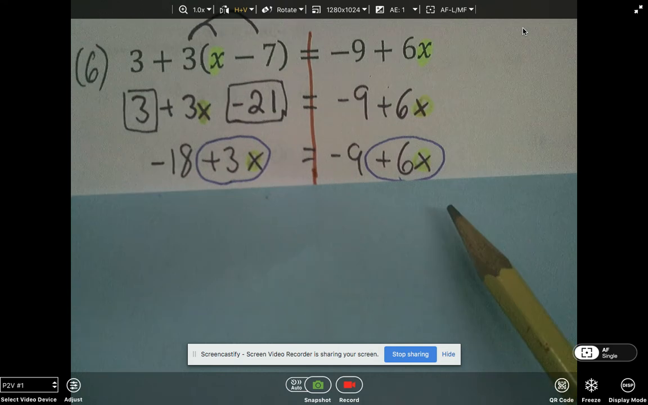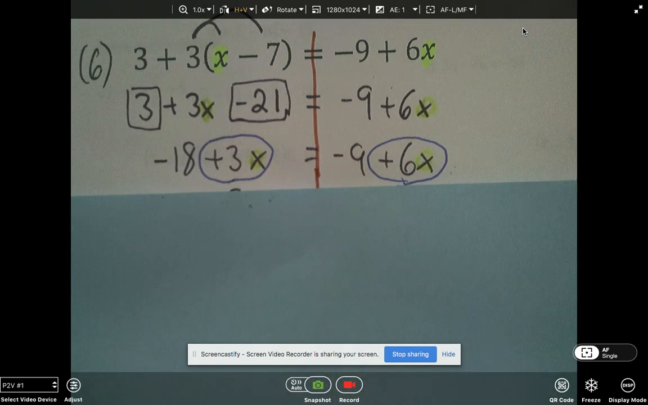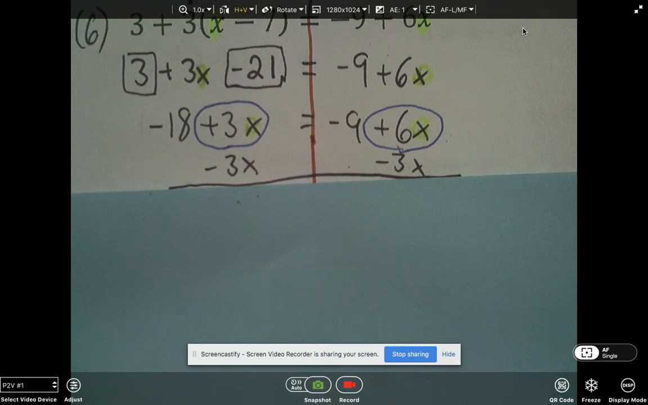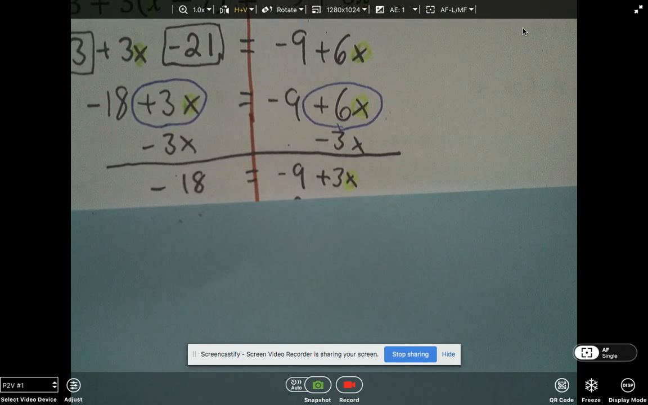Now I circle the variable terms. So which variable term am I going to get rid of? The 3x. And what am I going to do to both sides? Minus 3x. What are we left with? Negative 18 equals negative 9 plus 3x. So again, now all the highlighting is just on the right.